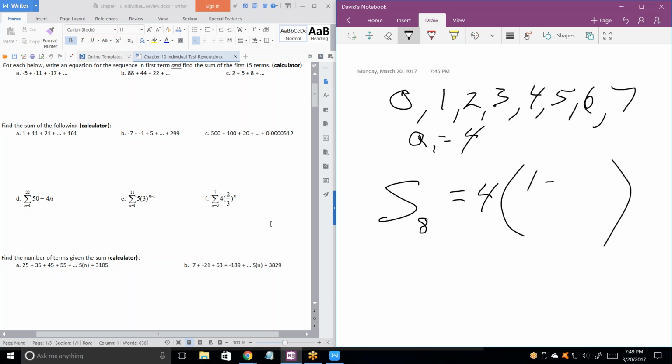So let's fill in the specifics. It's 1 minus 2/3. That's r. I forgot to write r. You know that to do a geometric sum, you've got to have those numbers. You've got to know what a sub 1 is, and you've got to know what r is, and you've got to know what n is. So I'm going to take that to the 8th and divide it by 1 minus 2/3.